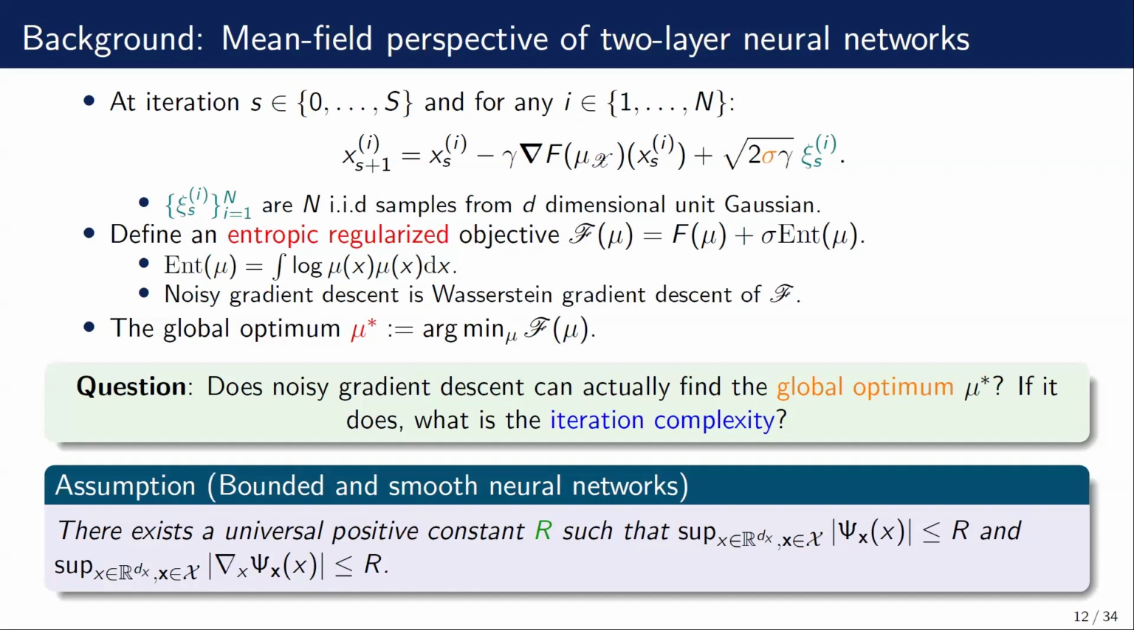So now we come to what assumptions we need to make on the neural networks. The neural networks we consider in this talk are bounded, and have bounded gradients.